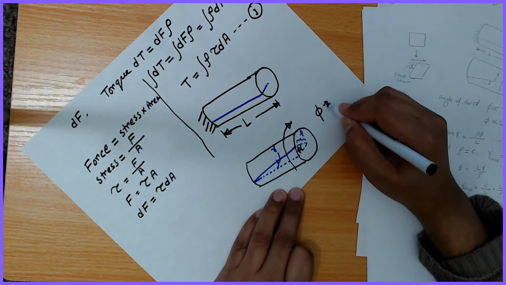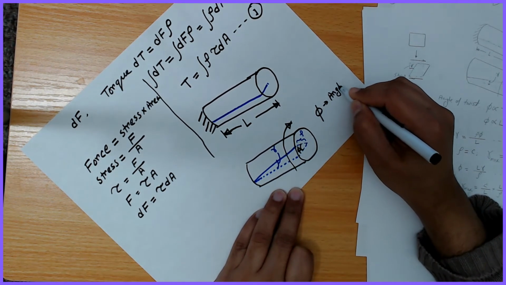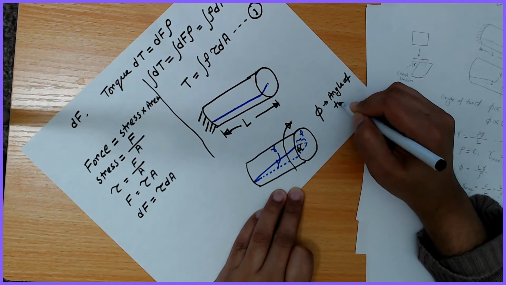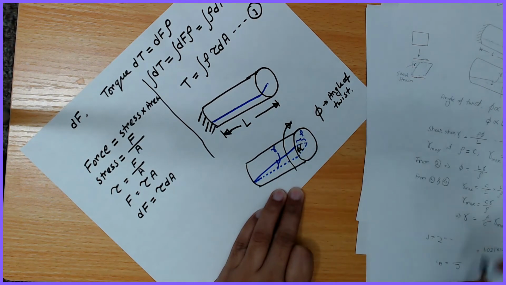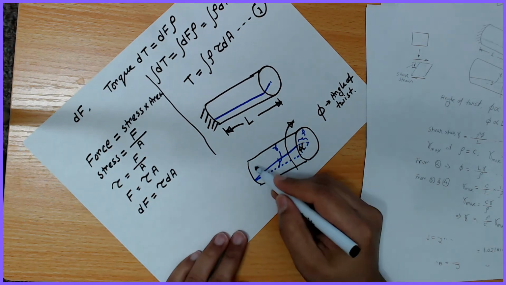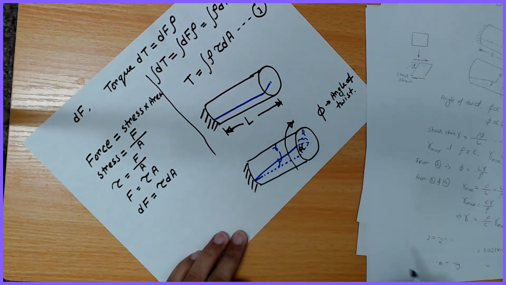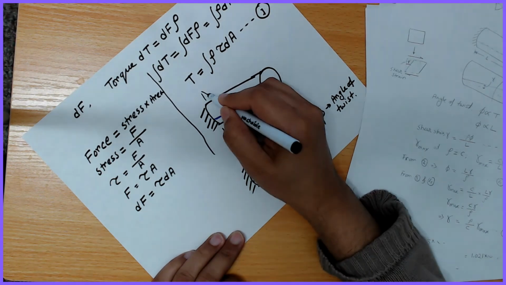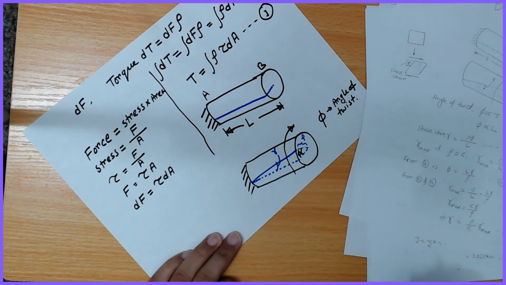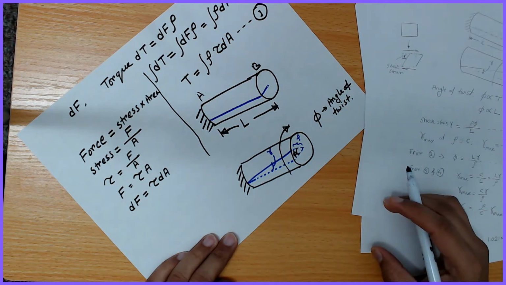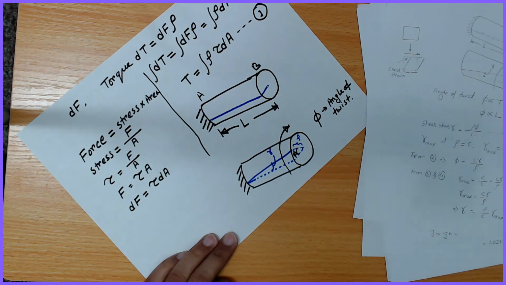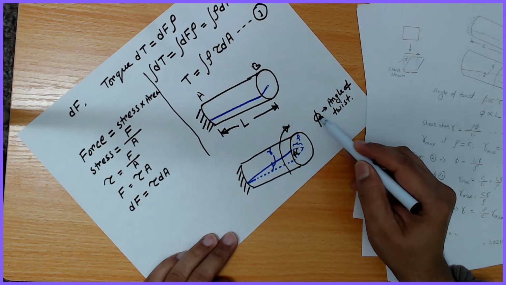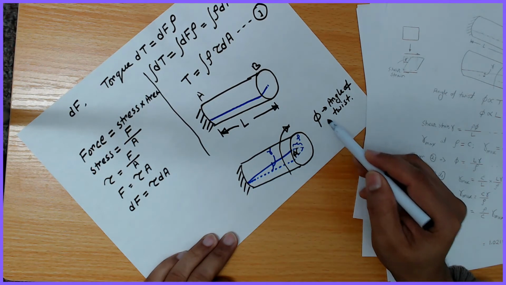Phi is the angle of twist. So let me say it again. So this beam A, B, we apply torque, and because of this torque, this shaft actually twists, and the twist of angle is phi.